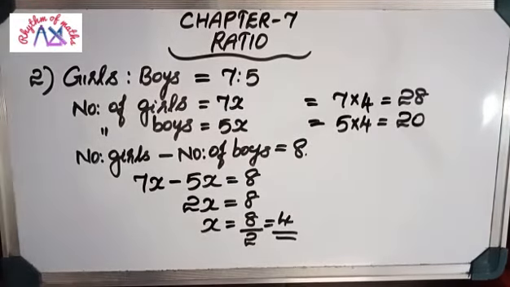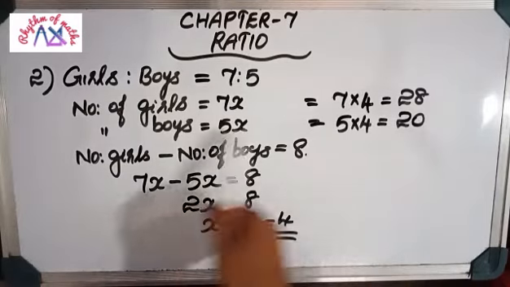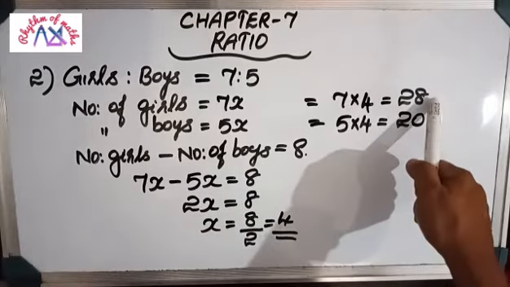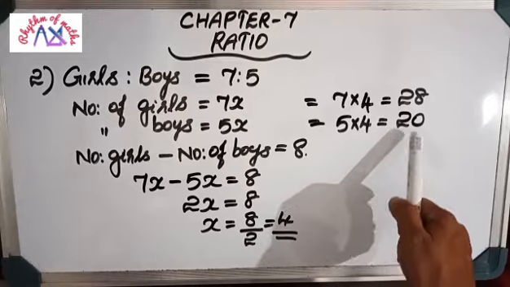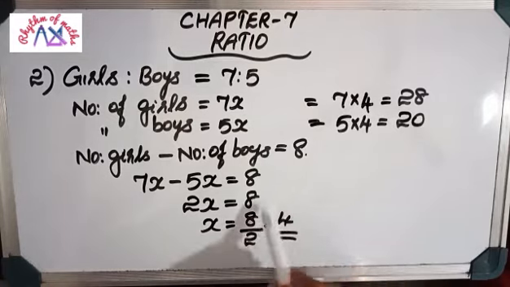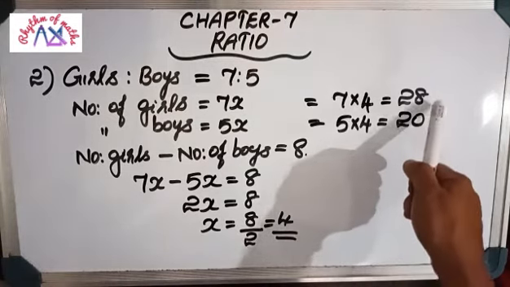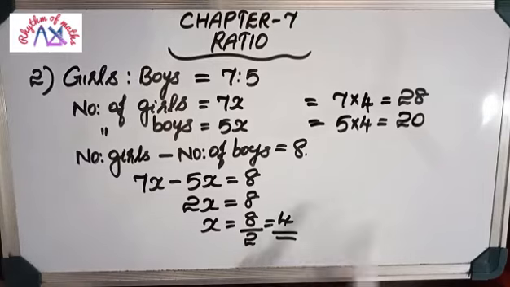Now check here. Number of girls is 28. Number of boys is 20. There are 8 more girls compared to number of boys. Number of girls is 8 more than boys: boys 20, 20 plus 8 is 28. Okay. So this is the answer for the second question.